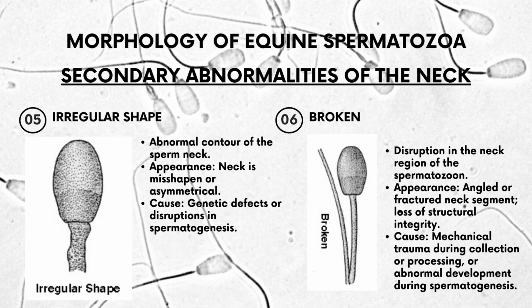An irregularly shaped neck is another common secondary abnormality. The neck may be misshapen or asymmetrical, often due to genetic defects or disruptions in spermatogenesis. Another issue is a broken neck, where the neck appears angled or fractured. This can result from mechanical trauma during sperm collection or processing, or from abnormal development.